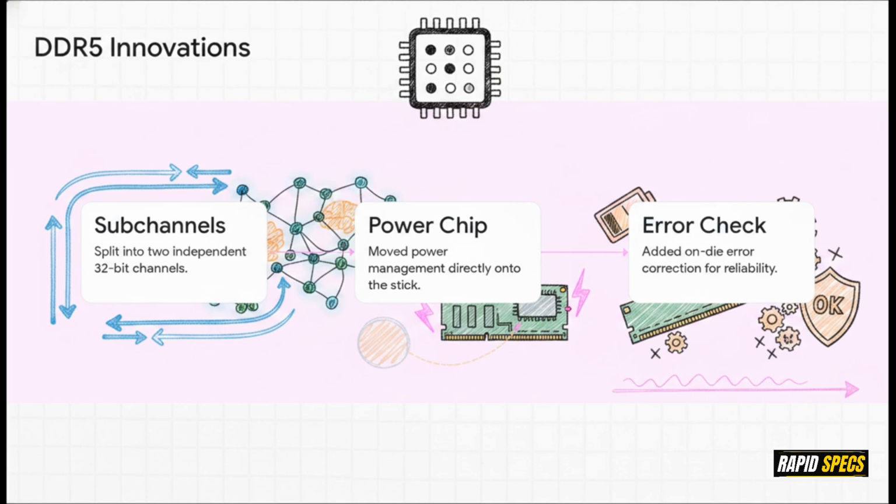Today, we're squarely in the era of artificial intelligence. Modern processors have dozens of cores moving absolutely enormous amounts of data, so DDR5 isn't just slightly faster, it fundamentally changes how memory works to handle this insane load. Step 1 was splitting the memory into 2 independent 32-bit subchannels, which allows the CPU to grab different pieces of data simultaneously. Step 2 involved moving the power management chip directly onto the RAM stick itself to reduce electrical noise. And Step 3 added on-die error correction to make sure your data stays highly reliable even under immense pressure.